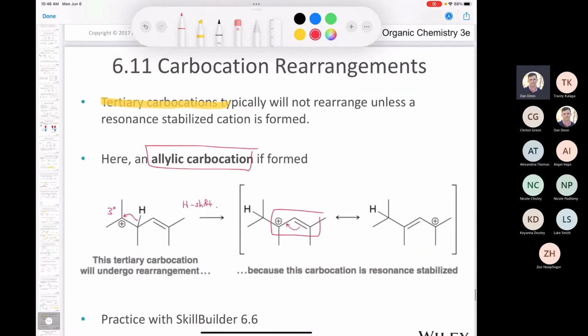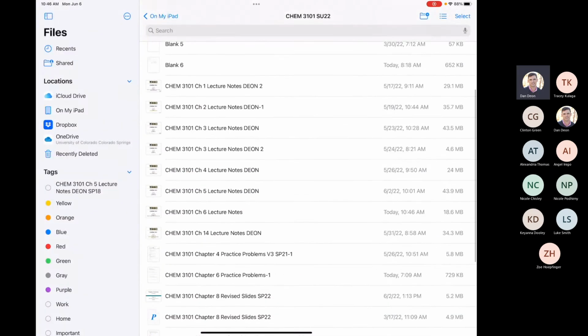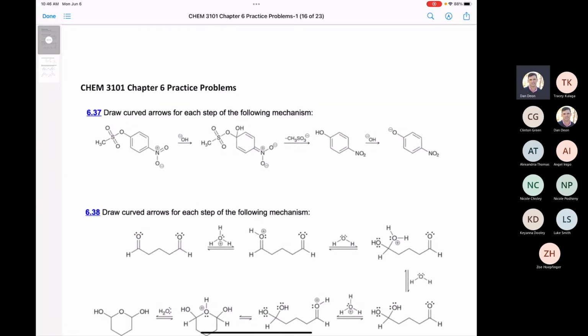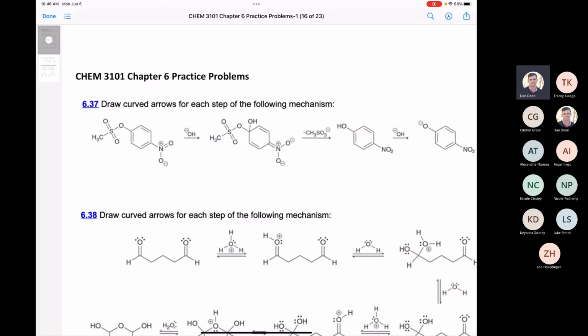Okay, I think that's enough of looking through all that, and so what I want to do now is take a look at the practice problems, and these come straight out of our textbook, in case you didn't notice. Question 6.37 asks us to do nothing more than draw curved arrows for each step in the mechanism. But we are also going to label each step. Is it a nucleophilic attack, a proton transfer, a rearrangement, or a loss of leaving group? So let's start with the very first one.